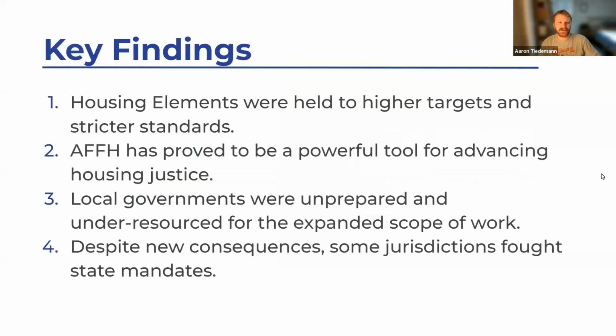In brief, these are our key findings, and a lot of these do hinge on some of those new laws that Jeff ran through. So the higher targets, the stricter standards, the importance of affirmatively furthering fair housing, or AFFH. But there's also some that are more on the other side of things that are not coming from the state. Local governments were not really ready to do some of this work, or some jurisdictions just didn't want to. So we're going to go through each of these in a little bit more detail now.